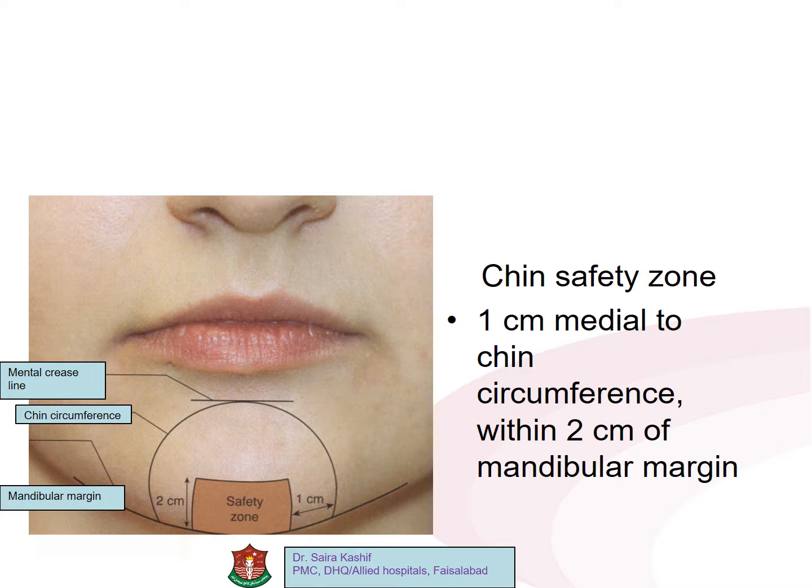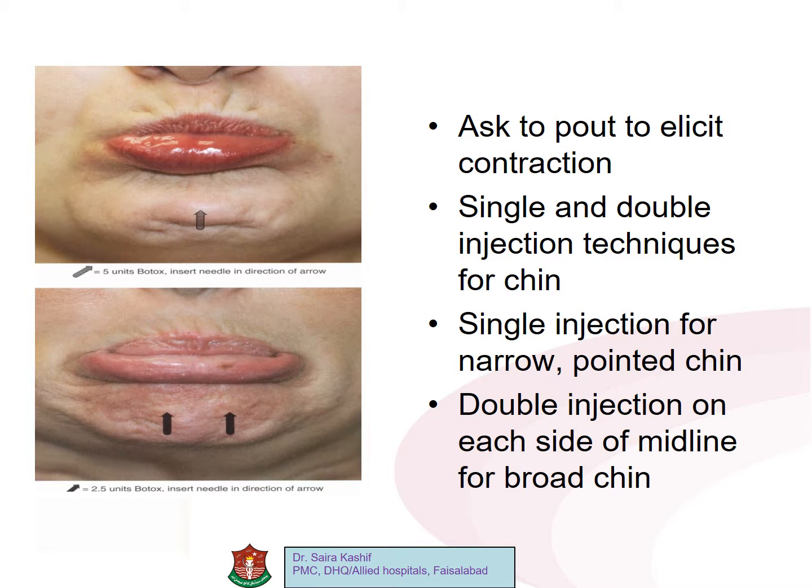This is 1 centimeter from the chin circumference. This is the chin circumference. The upper border is crossing the mental crease line, and the 2 centimeter area from the mandibular margin, within 2 centimeter of the mandibular margin. This is the safety zone for the chin. Ask the patient to bow to elicit the contraction.